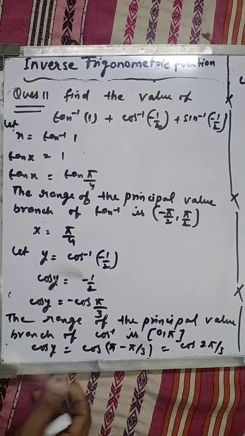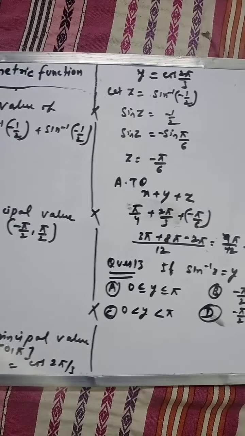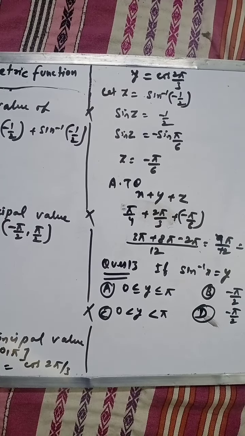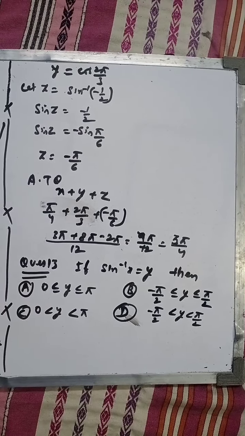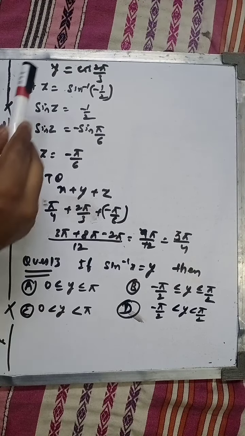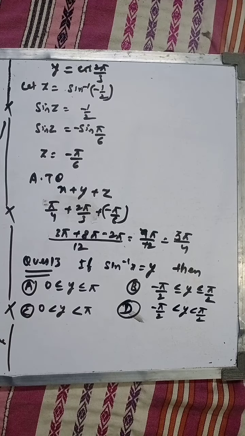Got it? Let me go to the next page. Just wait. So here it is. So your y will be 2 pi by 3.